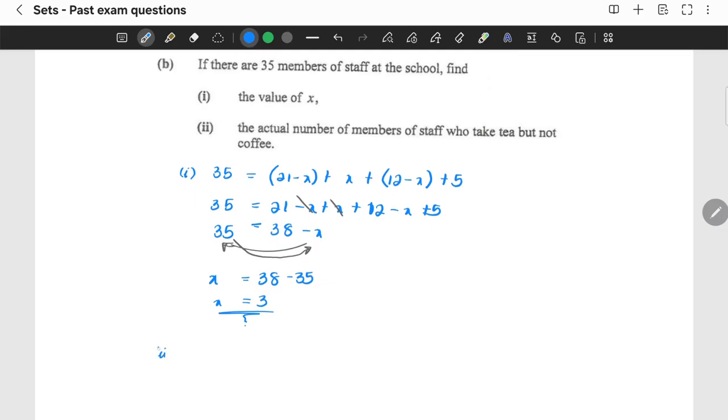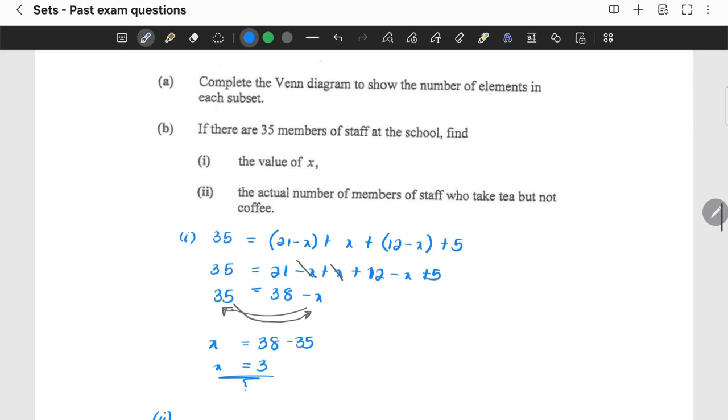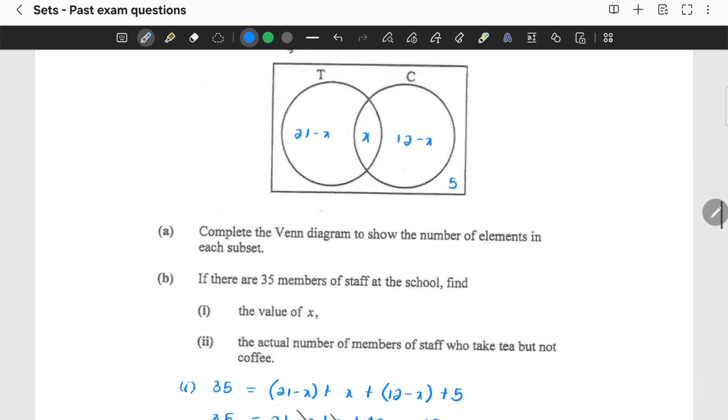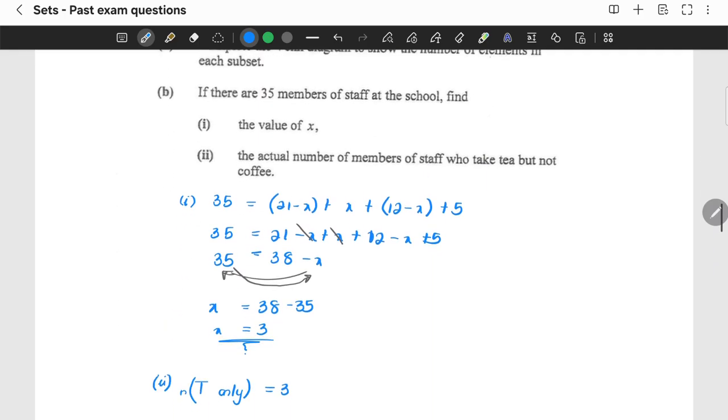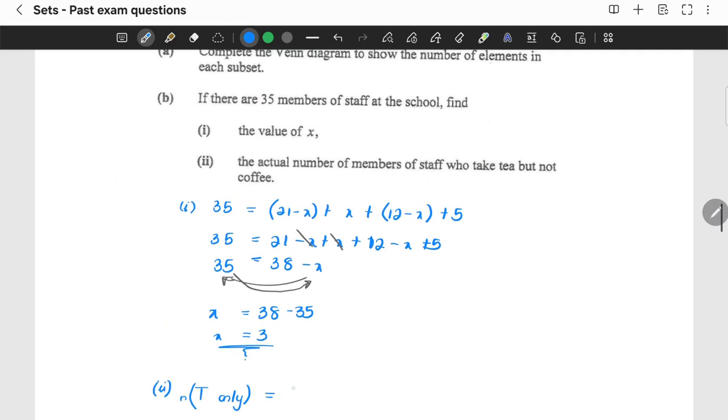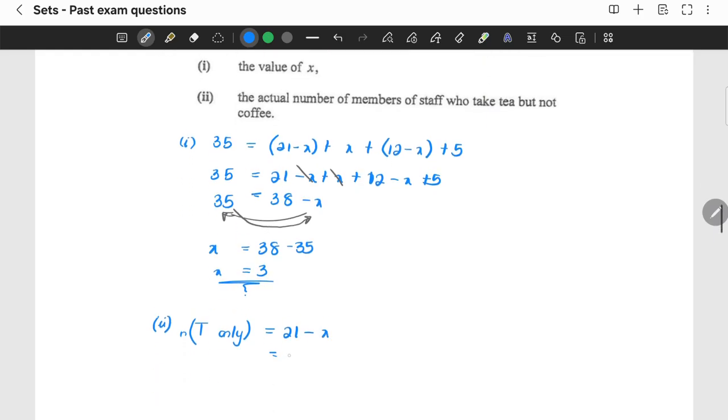So part 2 says the actual number of members of staff who take tea but not coffee. So that's tea only, which is number of tea only is equal to 21 minus x. We know that x is 3, so that's going to be 21 minus 3, and that is 18. That's the answer.